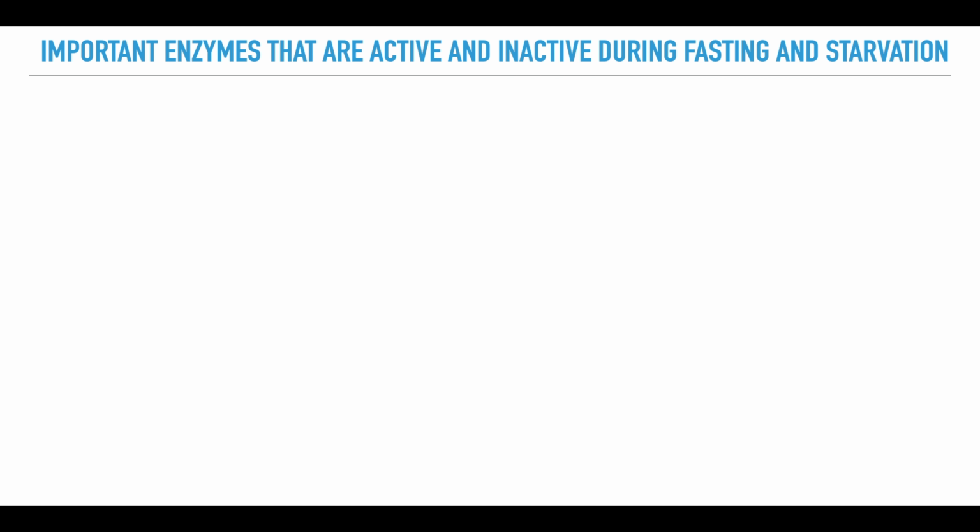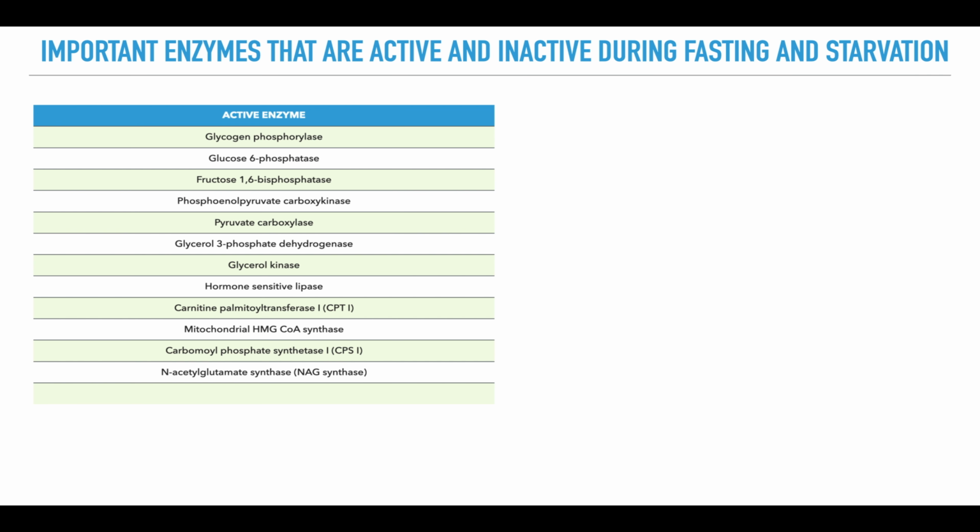Now, let us move on to see important enzymes that are active and inactive during fasting condition and starvation. So, let me explain to you first the active enzymes under fasting condition and starvation. Glycogen phosphorylase, as you can expect, a glycogen degradation enzyme, is obviously active. These are the enzymes activated by glucagon.